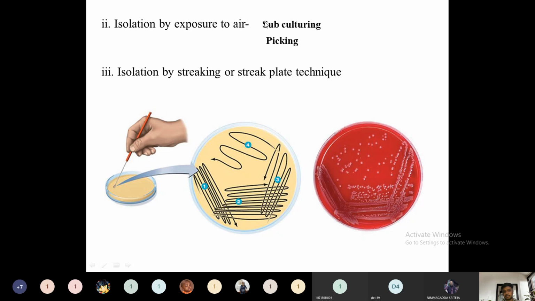So subculturing is nothing but whatever bacteria is formed, when we separate a single type of bacteria, that is called subculturing. When we collect that with some picking technique, that is called picking.